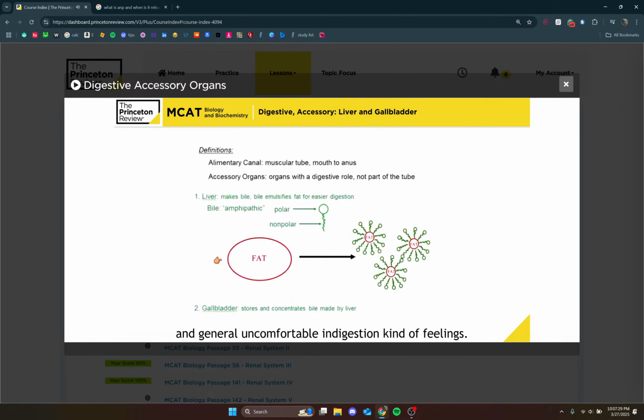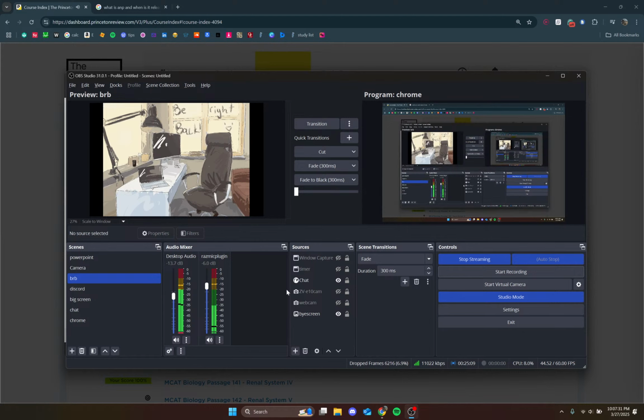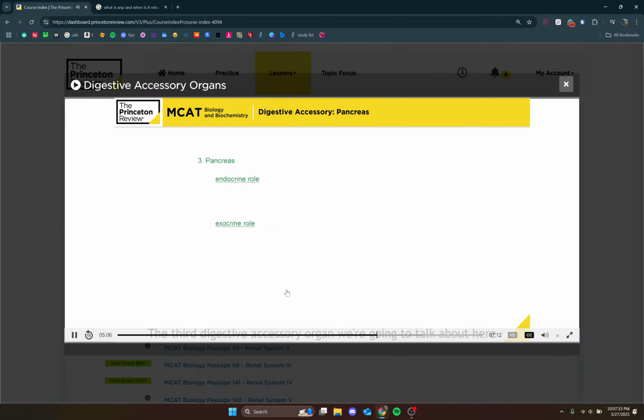The third digestive accessory organ we're going to talk about here is the pancreas. Now, the pancreas has a dual role. It is both an endocrine organ and an exocrine organ. So it produces hormones. The two big hormones coming out of the pancreas are insulin and glucagon.